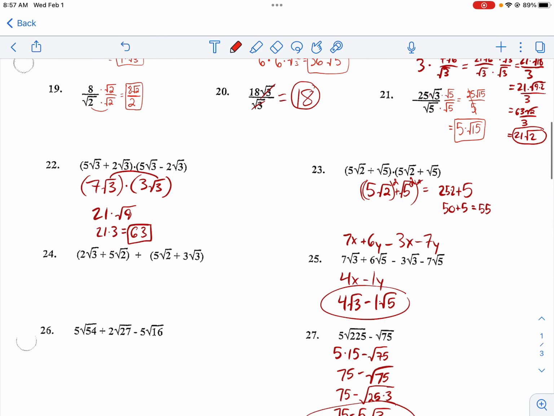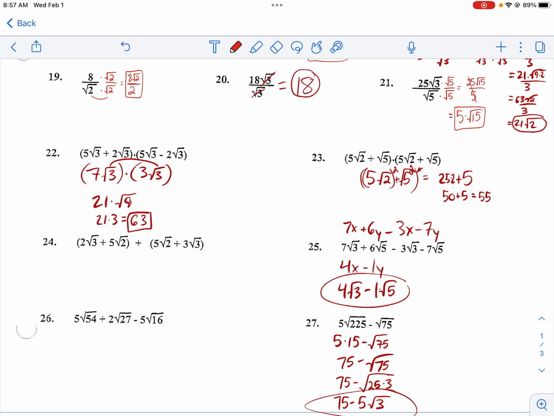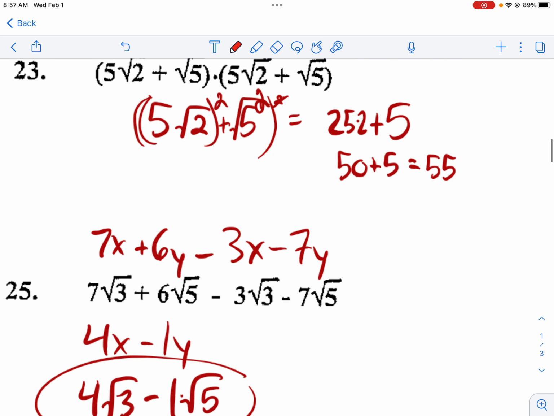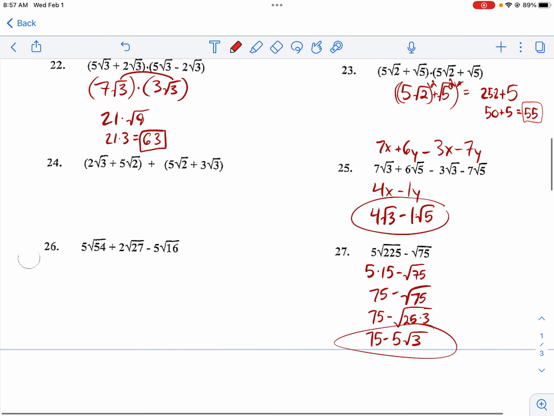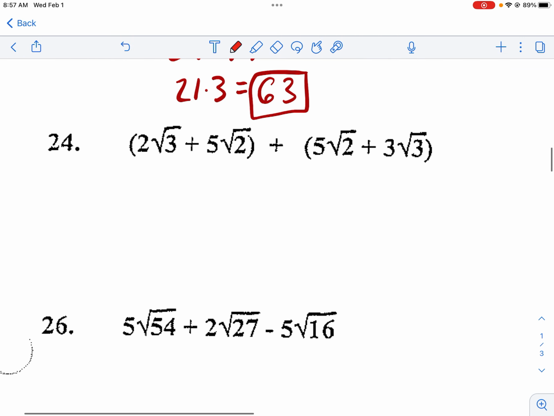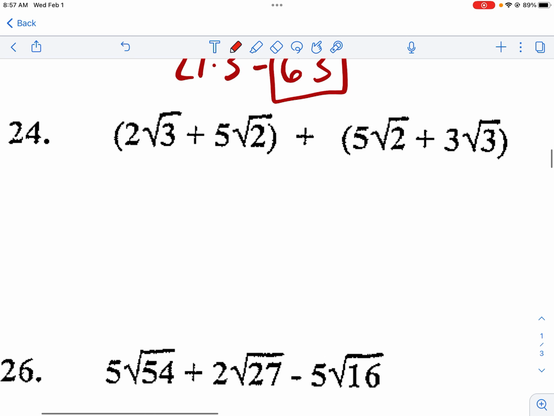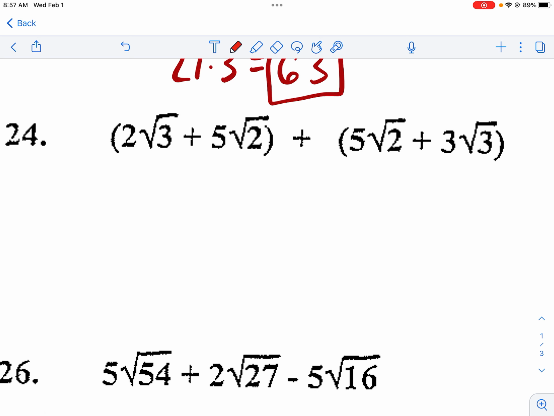Number 22 and 23 we did in class. Great work, everybody. That was 55. I'll box that one in. 24 and 26 is all we have left in this video. So 2 square root of 3 plus 5 square root of 2 plus 5 square root of 2 plus 3 square root of 3. That's our situation we have here.